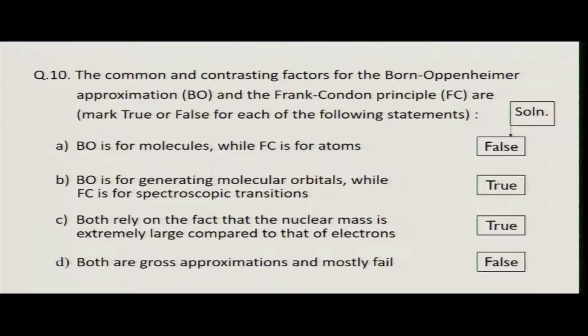The more important part to realize is to revisit the idea of the Born-Oppenheimer approximation and the Franck-Condon principle, which we will now do. But let us read through the problem first: Born-Oppenheimer is for generating molecular orbitals, whereas Franck-Condon is for spectroscopic transitions. Both rely on the fact that the nuclear mass is extremely large compared to that of the electrons, which is a true statement. But that both are gross approximations and mostly fail is a wrong statement, because amazingly these two approximations work wonderfully for most of the time.